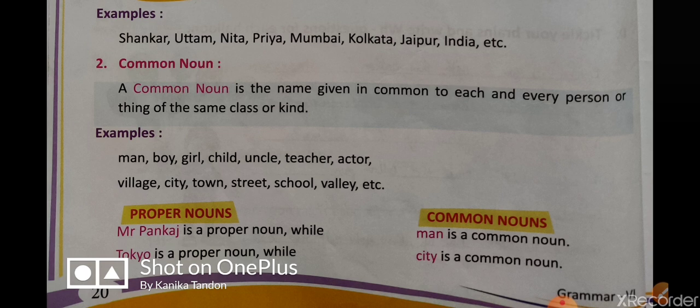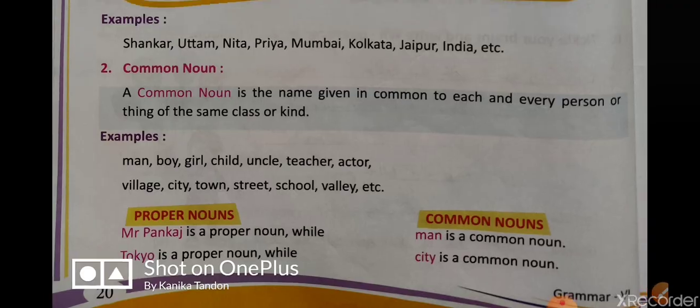So when we give one name to the same kind, all the girls are the same, all the boys are the same, so we collectively call them women or men. This is a common noun. For example, man is a common noun, city is a common noun, Mr. Pankaj is a proper noun, while man is a common noun.